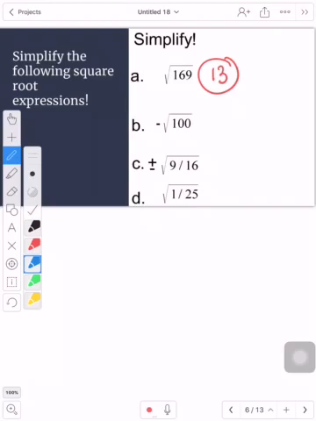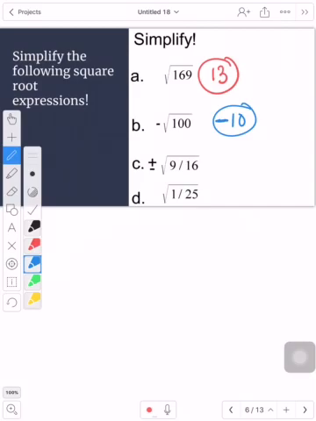Okay, the next question is actually asking about the negative square root. What is the negative square root of 100? Well, we're asking what times itself is 100, but it has to be a negative number. So here, we know that 10 times 10 is 100. And so we know that our answer here is negative 10.